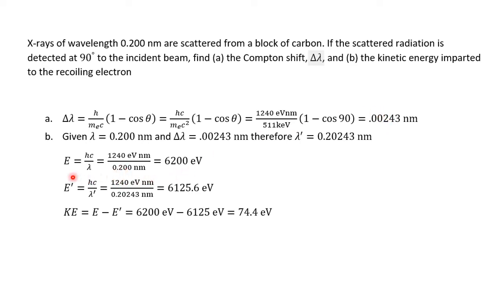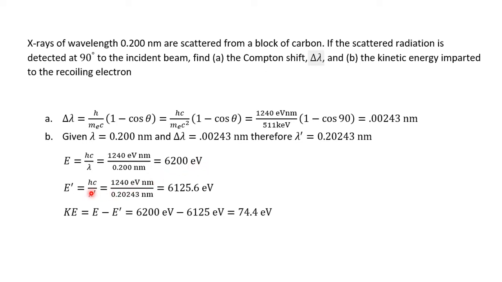So I think it's best to find the energy of the incident photon and the energy of the scattered photon. And so here, again, hc over lambda, h times c is 1240 electron volt nanometers. The lambda is 0.2 for the X-rays coming in. So you calculate that, you get 6,200 electron volts.